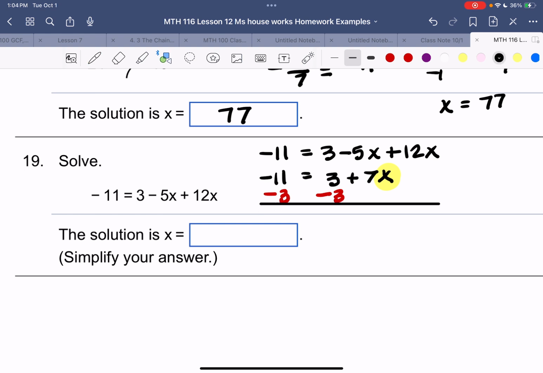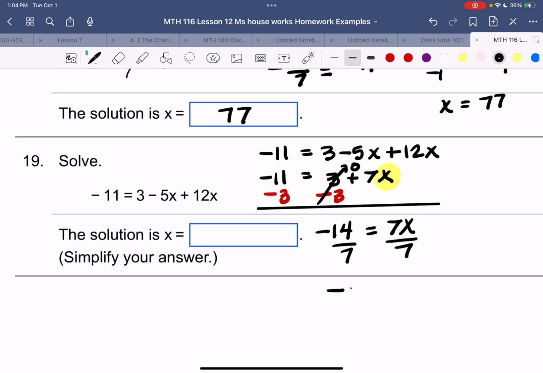That's going to give me a negative 11, a negative 3 is a negative 14. That adds to 0, so I'm left with just a 7x. That's 7 times x, so I need to divide by 7 on both sides. Negative 2 is the value of x. So don't start trying to move things until you have simplified each side as much as possible.